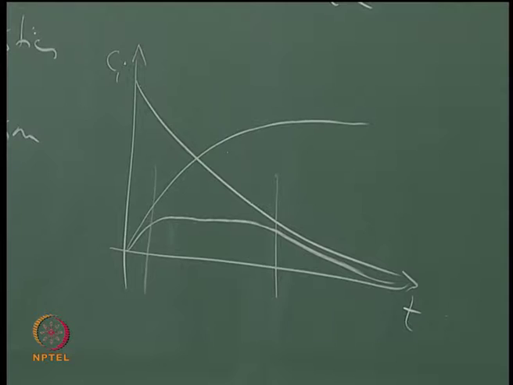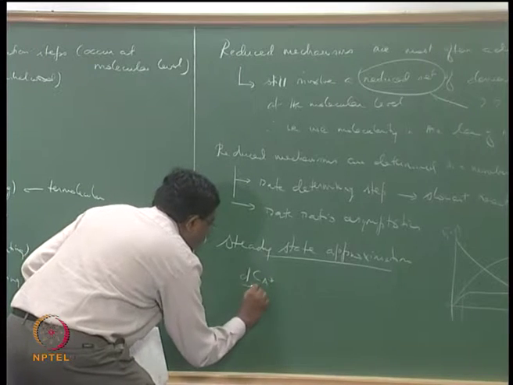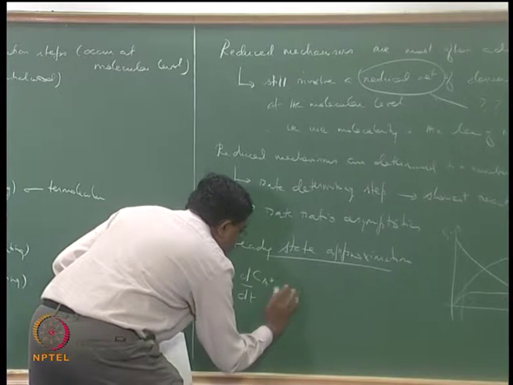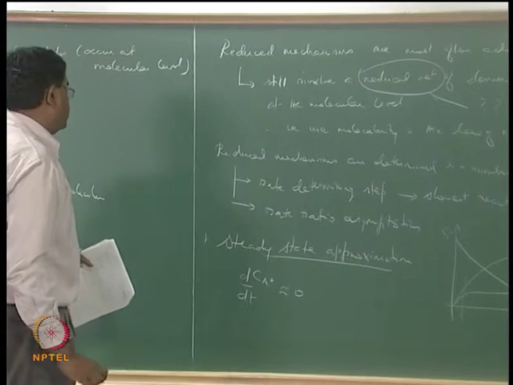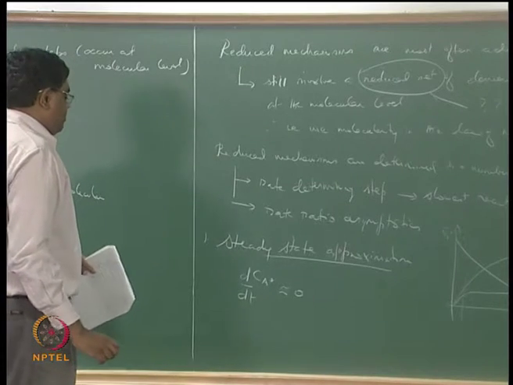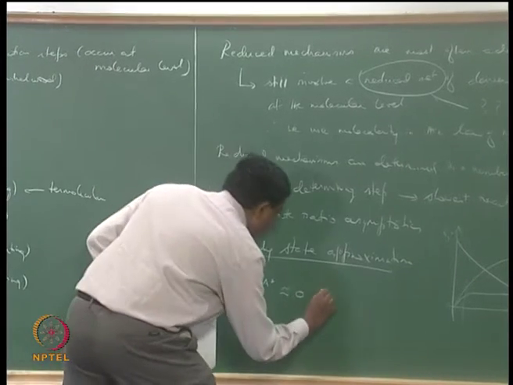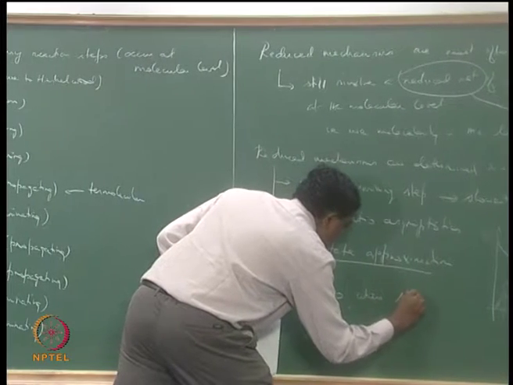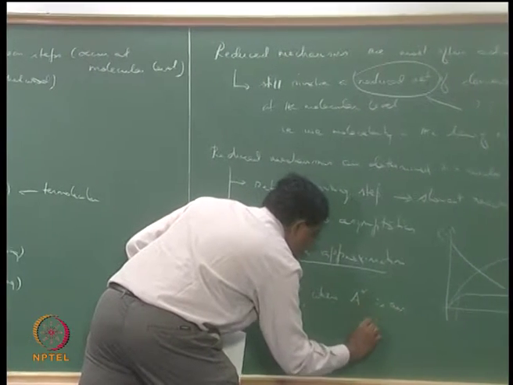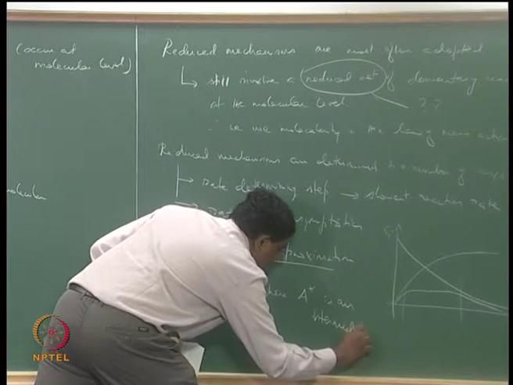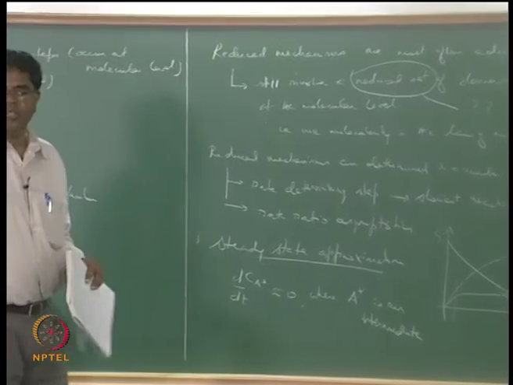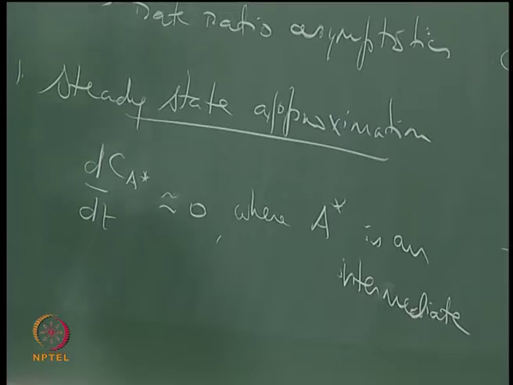the concentration of an intermediate, or rather the rate of change of the concentration of an intermediate with respect to time, as approximately equal to 0, where A star is an intermediate. This is the essence of the steady state approximation.